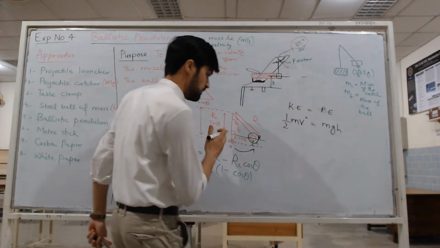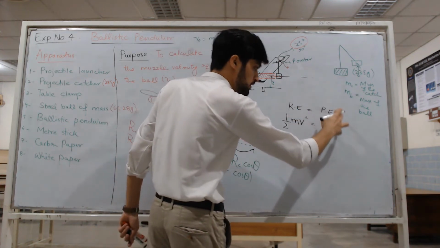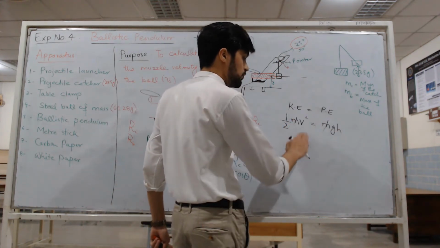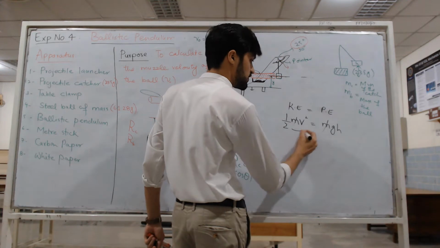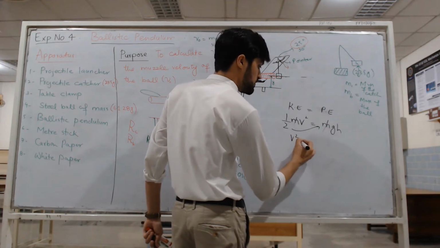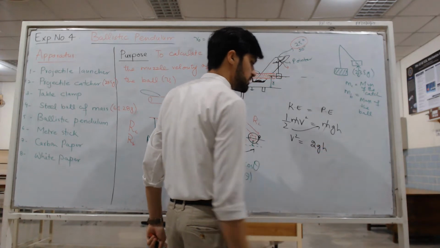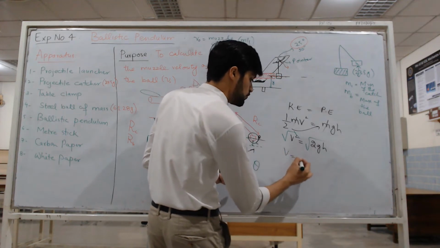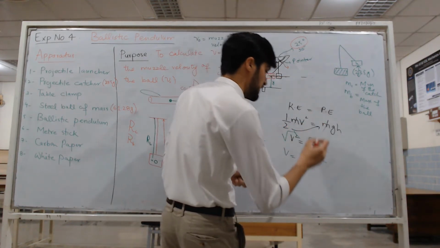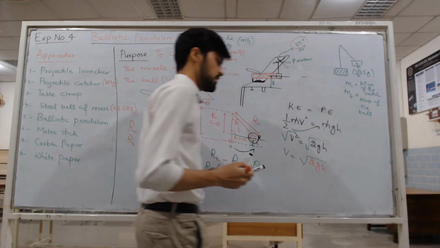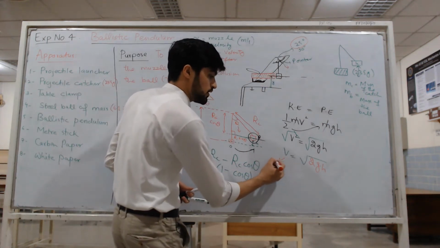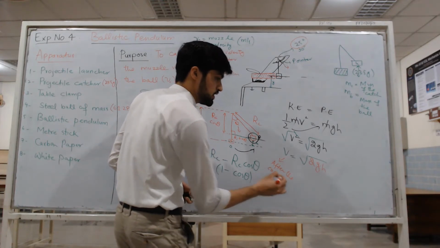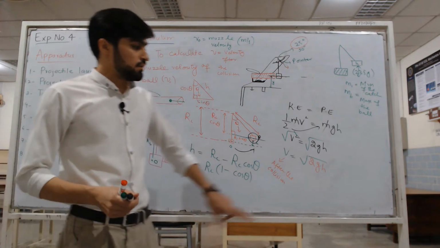At this position, the kinetic energy will be converted into the potential energy, definitely, and this mass will cancel with this mass. If you shift this to the right side, we will get v square equal to 2gh. Now if we take the square root on both sides, v is equal to the square root of 2gh. So this is actually the velocity after the collision. Keep in mind, this is the velocity after the collision, and you can simply find it if you know the height.